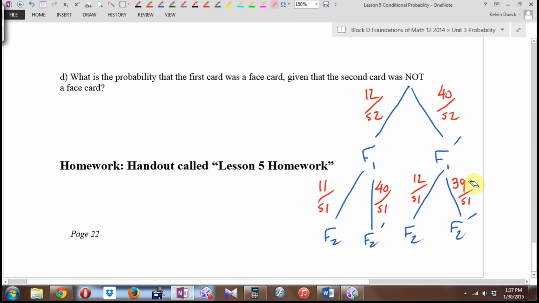These are dependent. I gave you the mathematical definition back in that lesson, but to me, Chelsea, the easiest way is, I look at the tree, and if the branches don't match, oh, it depends which branch you go down, apparently. So far, so good?